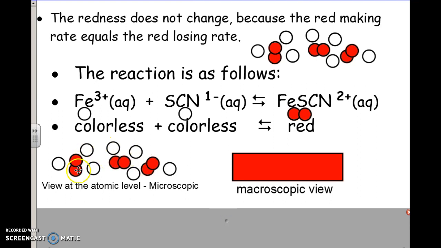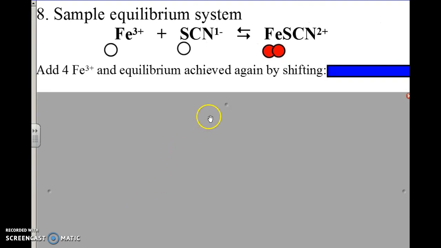So on the left-hand side here, we have what a microscopic view would be, actually smaller than microscopic. And then this would be the macroscopic. In other words, if you looked at a beaker, it would appear to be red. So again, we have colorless and colorless forming together to make red.